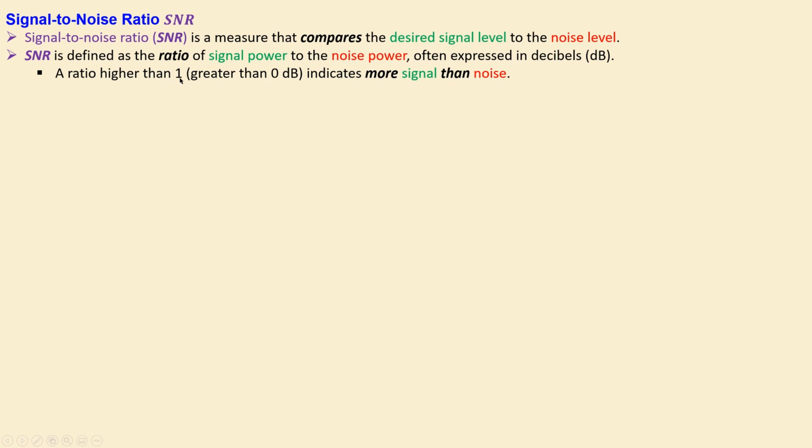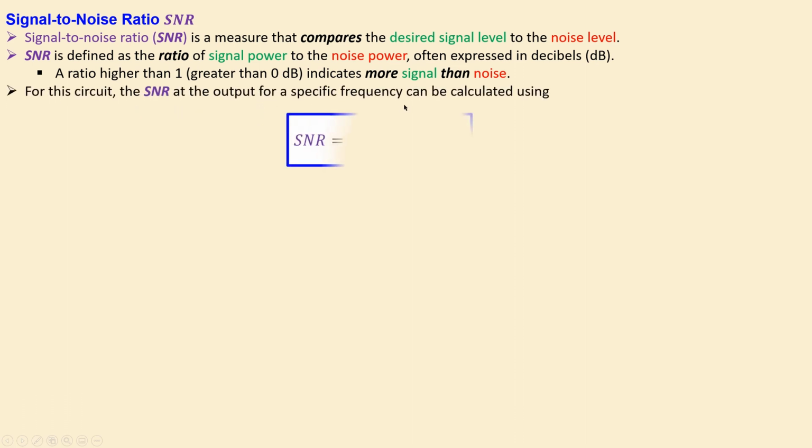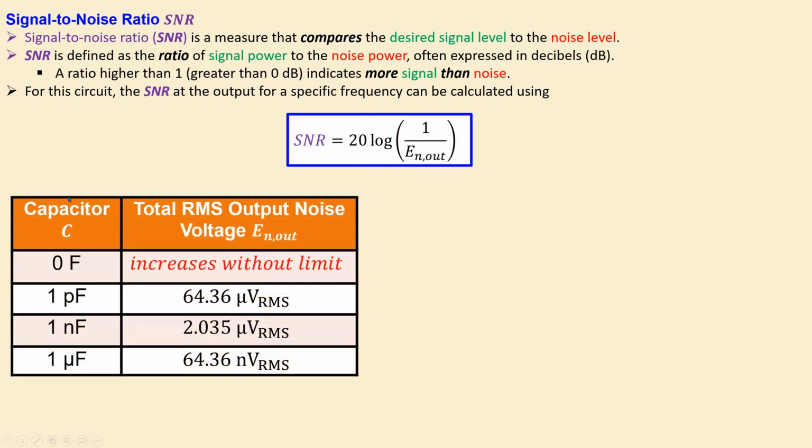And in dBs, that means if you have more signal than noise, you have a value which is larger than 0, and if you have more noise than the signal, you have a value which is negative, so less than 0 in dBs. Now, for this circuit, the SNR at the output for a specific frequency can be calculated using this formula. We will see how we can do that. Let's again remember what we had for our total output RMS noise voltage, because that is the parameter we have in our SNR formula, because this formula will give you the SNR in dBs.